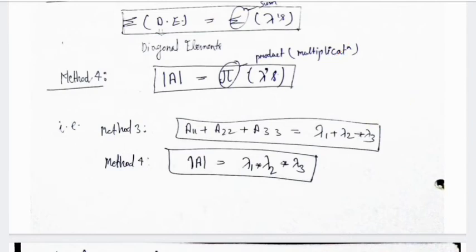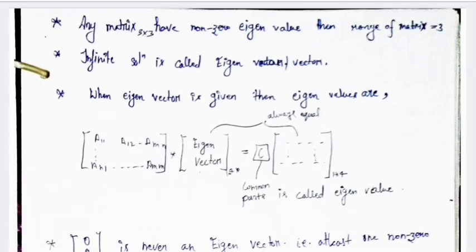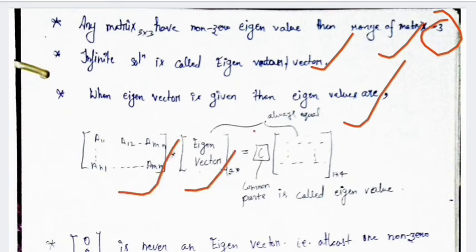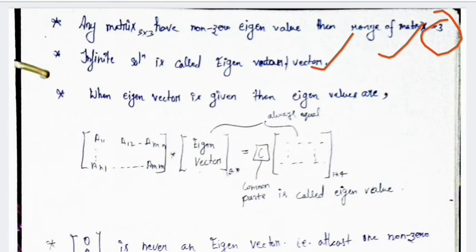Okay, now come to another most important point. If a 3 by 3 matrix has non-zero eigenvalues, then the rank of the matrix must be equal to 3. Next, an infinite solution gives the eigenvector. When the eigenvector is given and we find the eigenvalue, the common term on these sides is the eigenvalue. This point is very important.